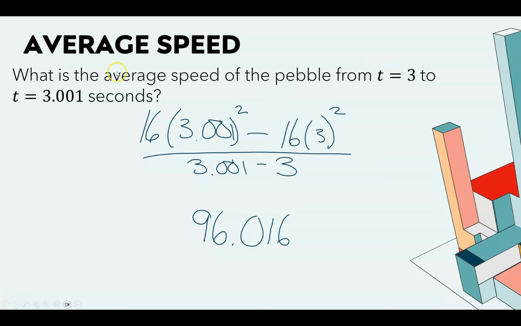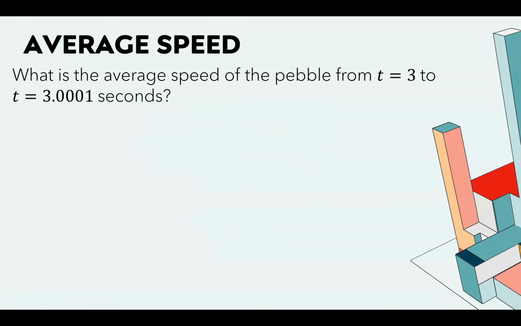And what we're changing is this input. And that input, hopefully you feel like, is getting closer and closer to t equals 3, which is weirdly over here. So we are finding the slope of a tangent line. What is the average speed of the pebble from t equals 3 to t equals 3.0001? 1/10,000ths of a second.